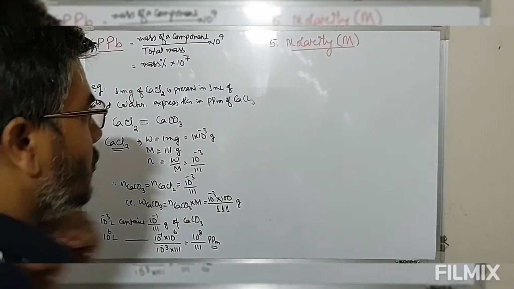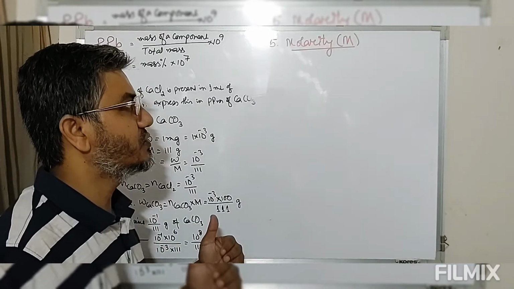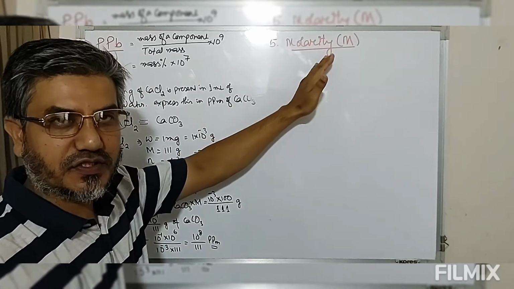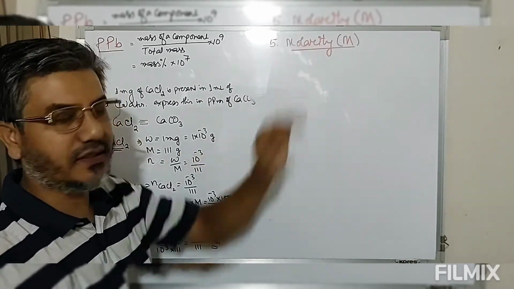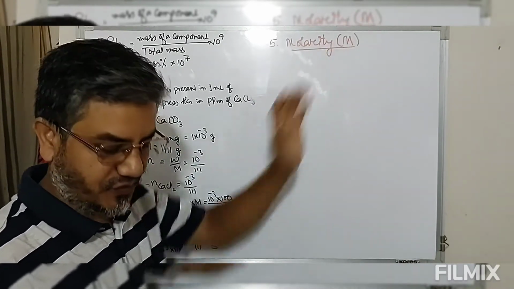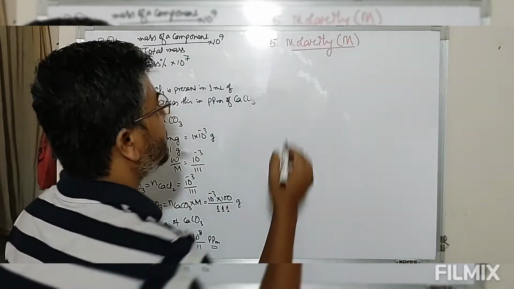Now, one of the most commonly used terms in expressing the concentration of a solution is molarity, which is represented by capital M. So now let's define what this molarity is.